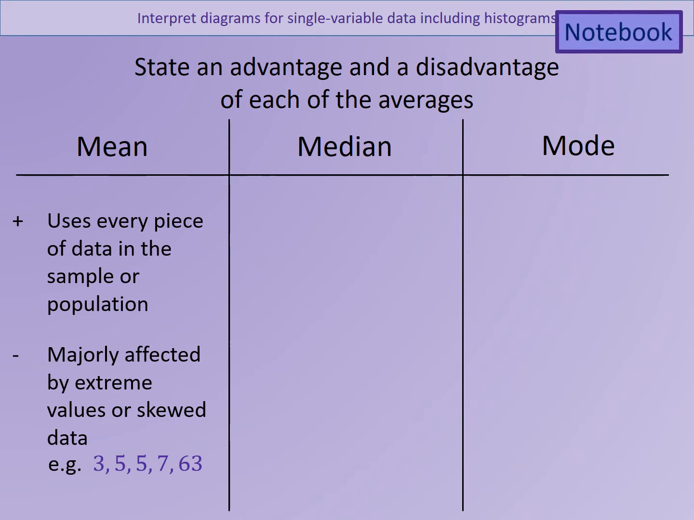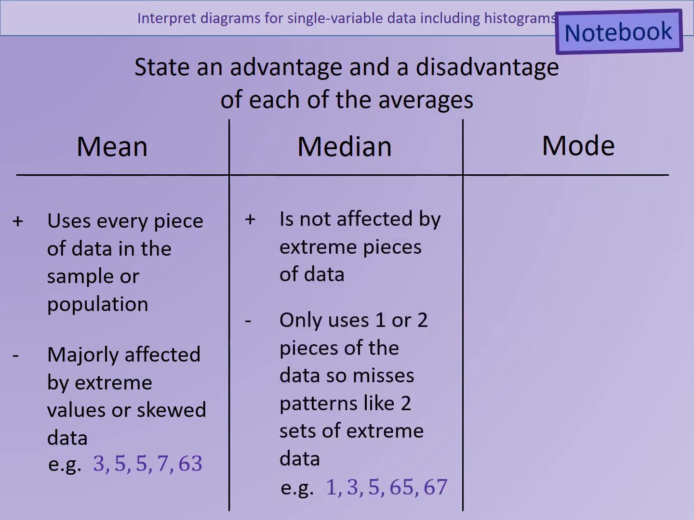However, there is a negative, because it does take into account every single piece of data. It is affected by extreme values. Now you can see an example there. If most of your data is down at the bottom end, 3, 5, 5 and 7, but you then have a 63 as well, then the mean is skewed by that 63 piece of data, which can obviously affect the average value at the end.